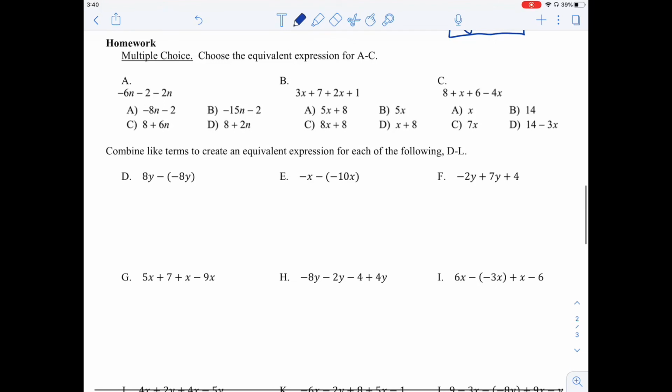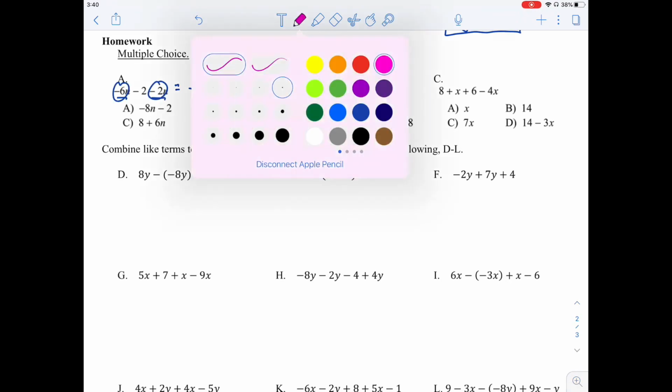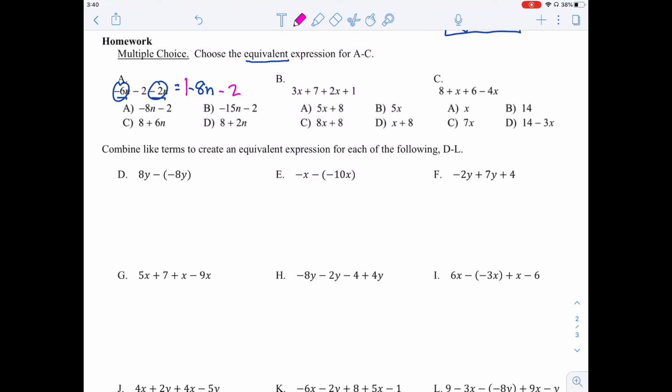Okay, let's look at homework. Multiple choice. Choose an equivalent. Remember that word? Equivalent is like equal. Equivalent expressions for A through C. For A, look at which one is equivalent. We got negative 6n and negative 2n, that should be negative 8n together, and negative 2 by itself. So we look at which one is equal to negative 8n minus 2, which is A, right there.